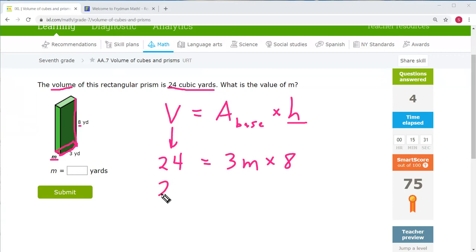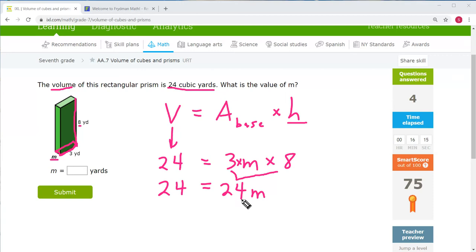So now we have 24 equals, and you know what we could do here? There are a couple of different ways that we could solve this. We could divide both sides by 8 and then divide both sides by 3. Or, all of this is getting multiplied out, right? So the order of multiplication does not matter. That's the commutative property. So instead of doing 3 times m, we could do 3 times 8, sort of jump over the m. And we could say that that is equal to 24, but the m is still there. So we'll write 24m.